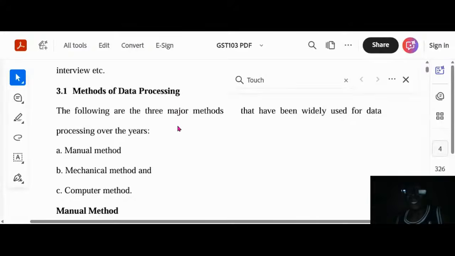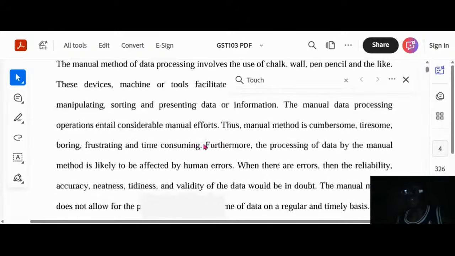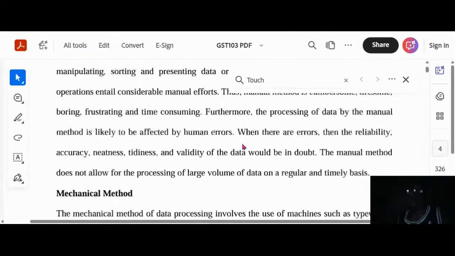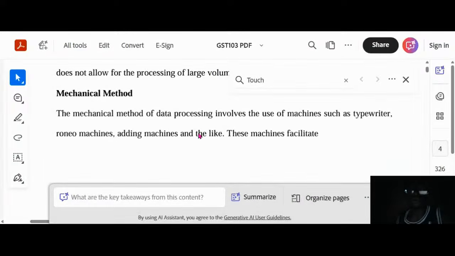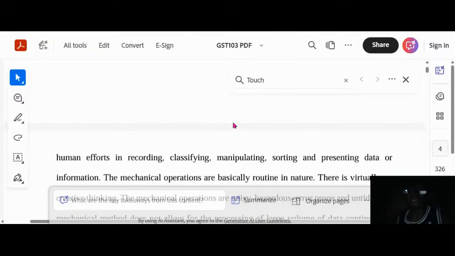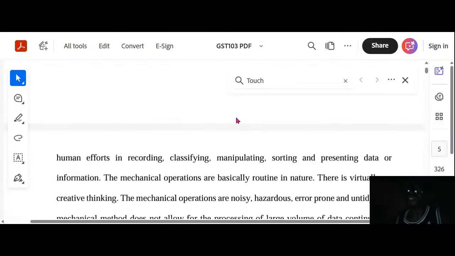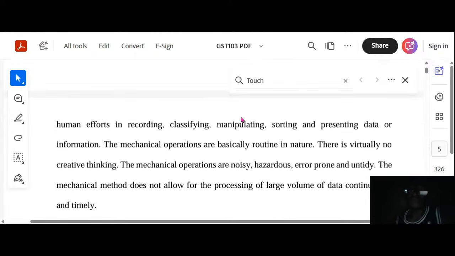The only method that guarantees free error correction is the computer method, because when you are typing a document, all you need to do is delete or backspace, clear that thing off, and of course, write the correct thing you want to write. So that is the idea of the data processing methods we have, which are the manual, the mechanical, and the computer method.